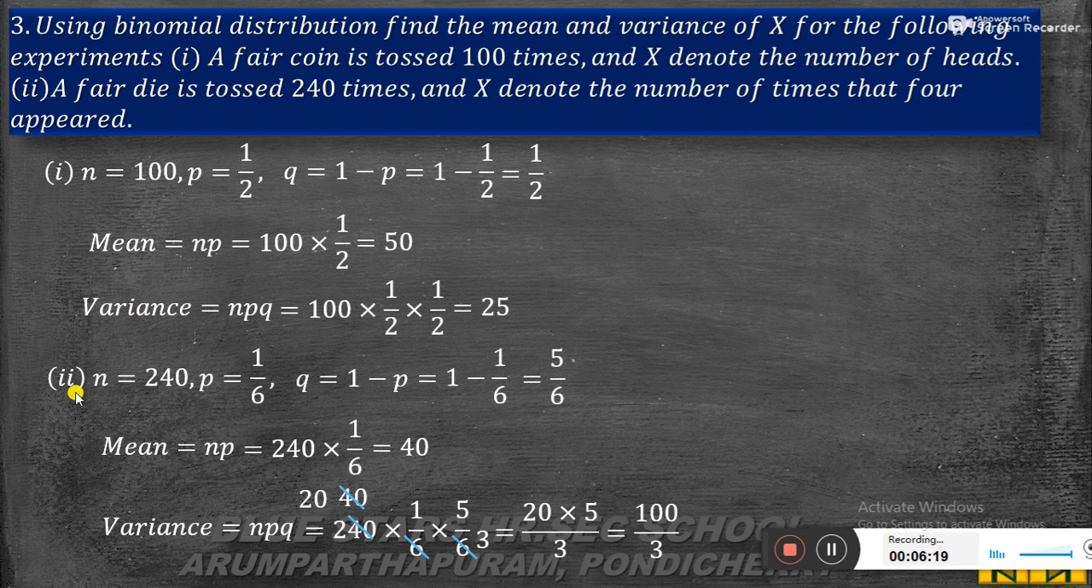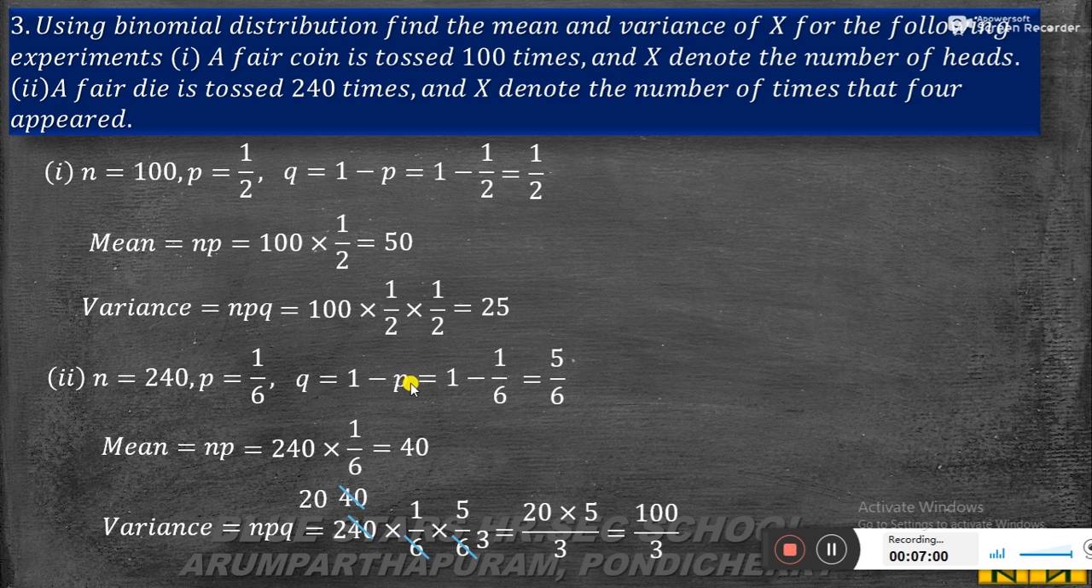Next, the second subdivision. A fair die is tossed 240 times, so n equal to 240. Next, x denotes the number of times 4 appeared. In a die the sample space is 1, 2, 3, 4, 5, 6, so 4 appears only one time out of 6. So p equal to 1 by 6. The n of s is 6, and there is only one 4 in the sample space, so the number of chances is only one.